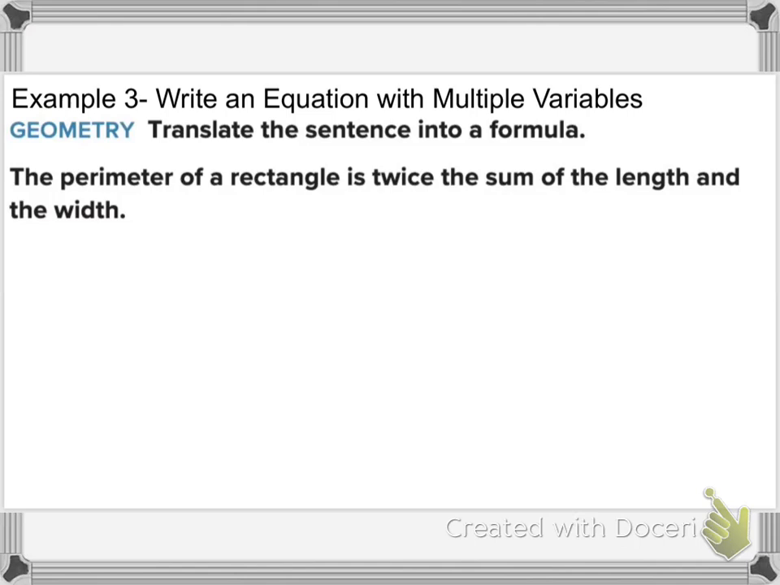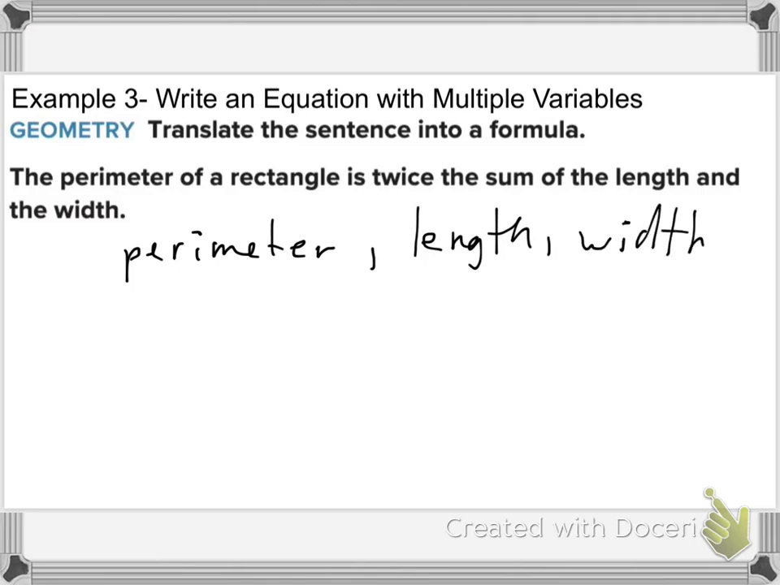Perimeter, right? I don't know the perimeter of the rectangle. I don't know the length of the rectangle. And I don't know the width of the rectangle. All those are unknown. So I need to assign variables to all of those. In math, most of the time we use P as the variable for perimeter, but we can pick any variable we want here. What do you guys want perimeter to equal? P?